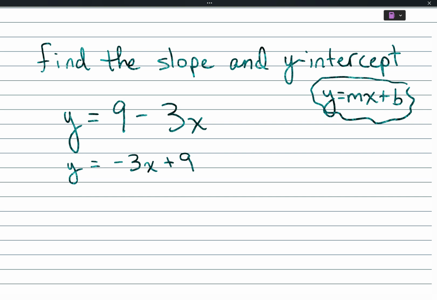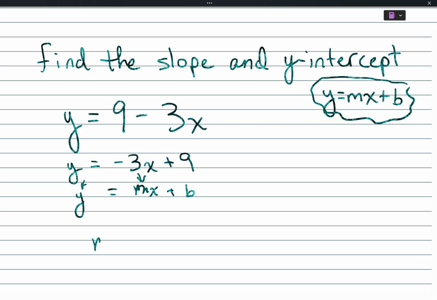As long as it's on the same side of the equal sign, I can rearrange it as long as I don't change the signs either, right? So it's a negative 3x, I write negative 3x. When there's no sign in front of a number, we know it's positive, so I write positive 9. So now this looks more like y equals mx plus b, right? Looks just like that now.